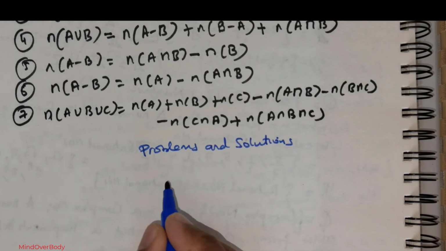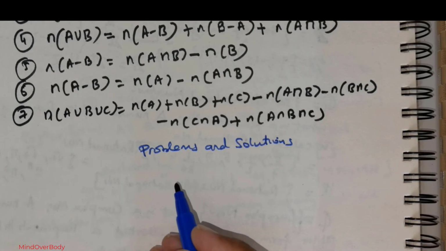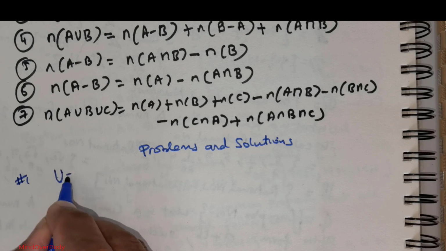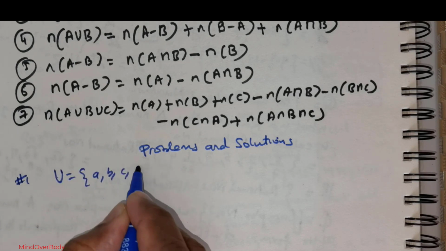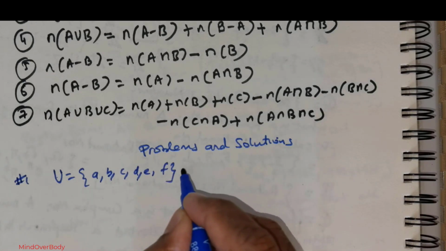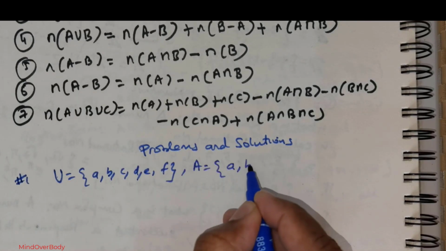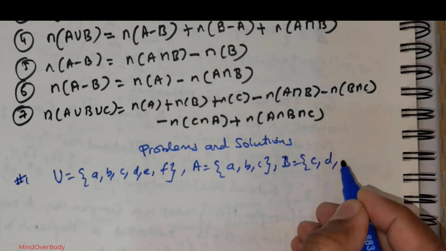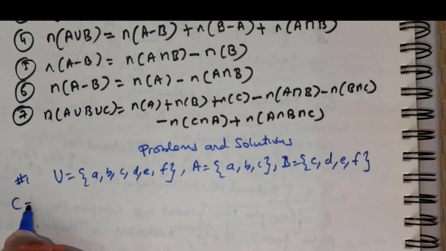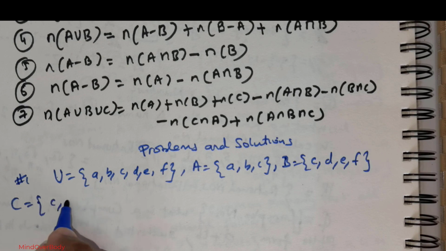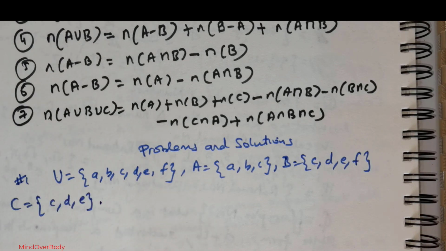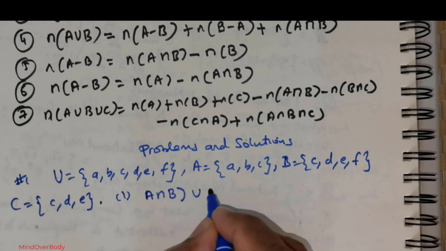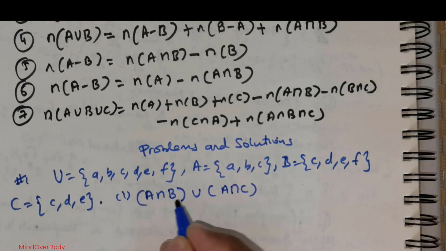Now in this class we will start off with problems and solutions connected with sets. So foremost, this is question number 1. We have a universal set equal to A, B, C, D, E and F. Set A is equal to A, B, C. Set B is equal to C, D, E and F. Set C is equal to C, D and E. Now we are asked to find A intersection B union A intersection C. This is what we've got.